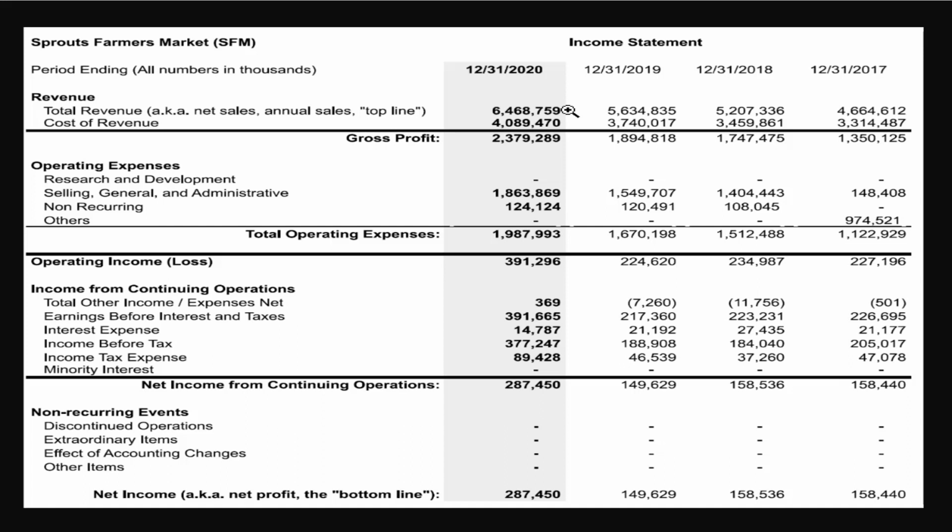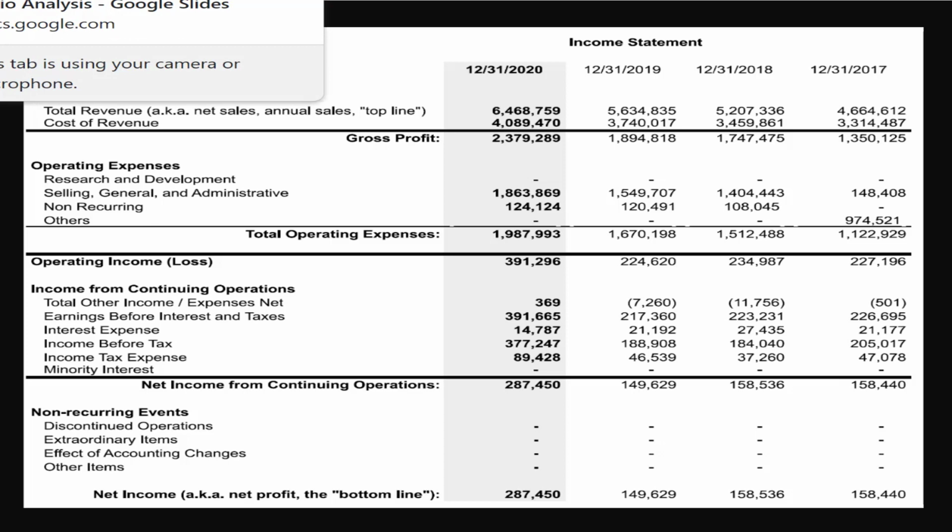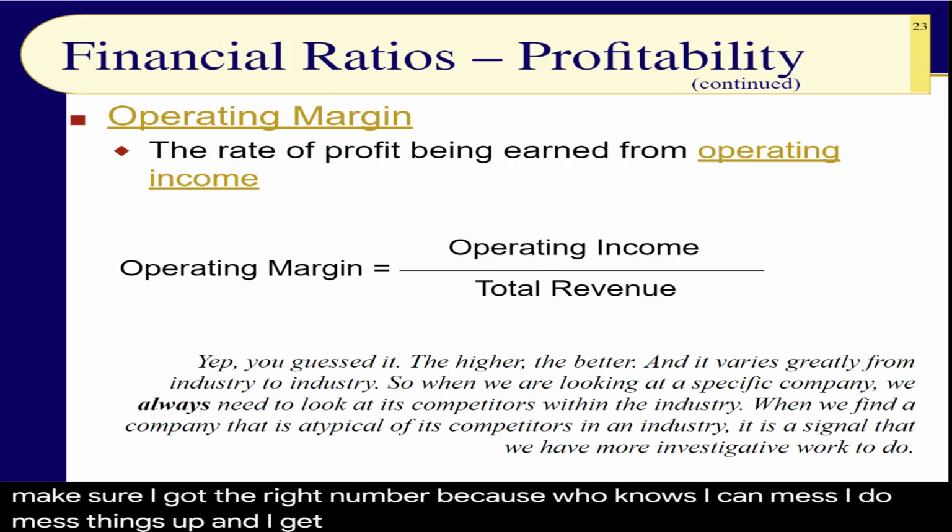I'm going a little quickly, so you stop the presentation and you do it. Make sure you get out your 99-cent calculator and do it, and make sure I got the right number, because who knows, I do mess things up. And I get an operating margin of 6.04. Is that right? Operating income.